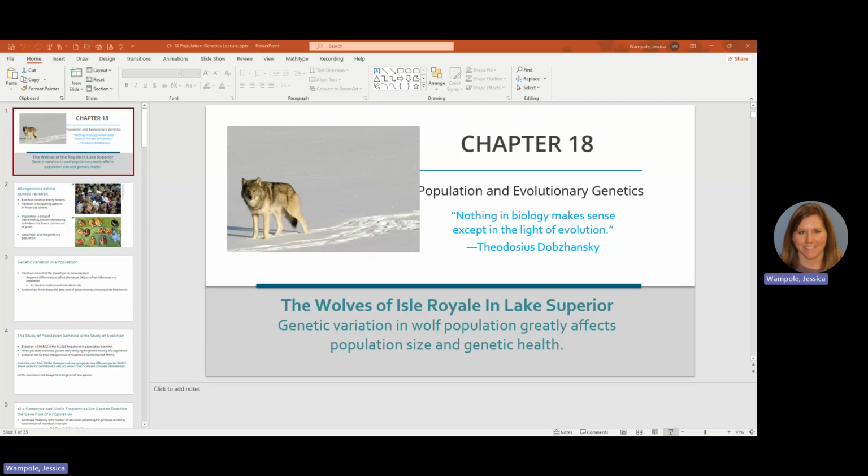So I will use this notation. This just means the frequency of those homozygous individuals. That little notation with the F in the parentheses is just shorthand for frequency of.